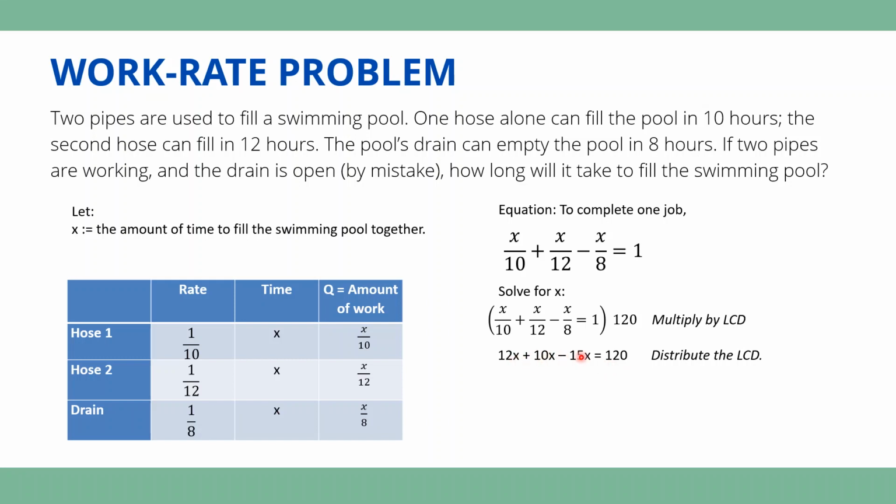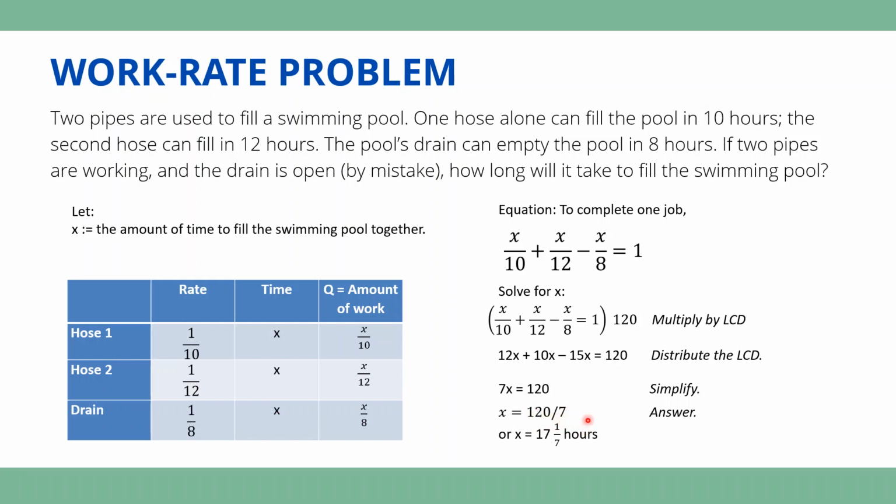So for this case, simplify na lang po natin. Nasa isang side lang naman yung ating mga terms with variables. So that is 12 plus 10 minus 15, which is equal to 7x equal to 120. Then, solve for x natin. Dividing both sides by 7, we will have x is equal to 120 over 7. So that is our answer.